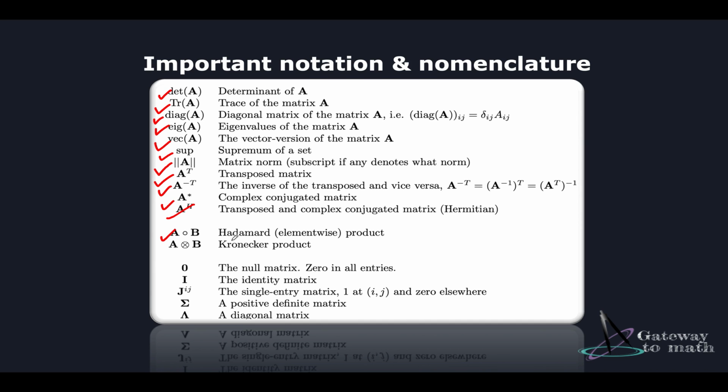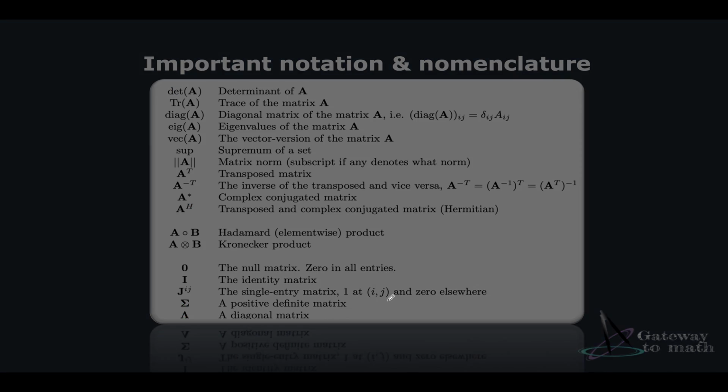A dot product B is referred to as element-wise product, also called the Hadamard product. A cross product B is called the Kronecker product. 0 will represent the null matrix. I will represent the identity matrix. J raised to the power of ij represents single entity matrix, 1 at i and j, and everywhere else it has a 0. Summation represents a positive definite matrix, and reverse V represents a diagonal matrix.